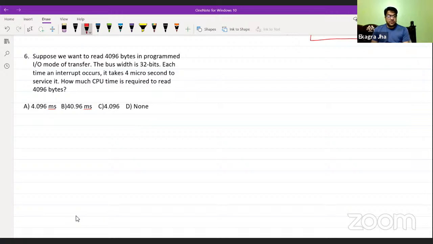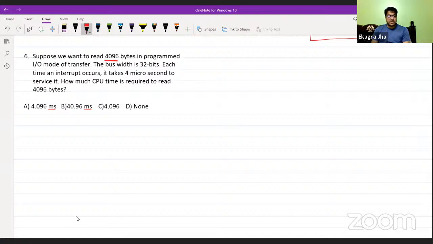Suppose we want to read 4096 bytes in the programmed IO mode of transfer. This is an IO structure question. The bus width is 32 bits. Each time an interrupt occurs, it takes 4 microseconds to service it. So the bus width is 32 bit, that means all you need to transfer is 32 bit at a time, but to transfer this 32 bit, it will take 4 microseconds to service. Then how much CPU time is required to read all of these 4096 bytes?